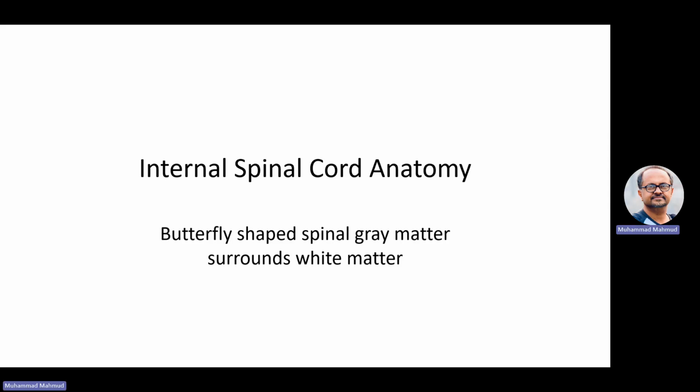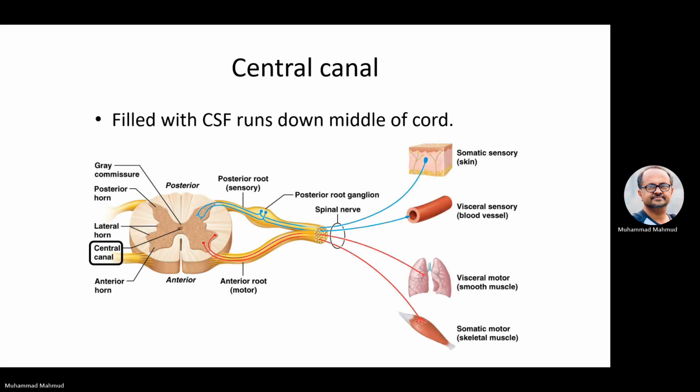Internal spinal cord anatomy. Butterfly-shaped spinal gray matter surrounds white matter. What do we see here? We see this butterfly-shaped gray matter when a cross-section of a spinal cord. And at the center, we see central canal filled with cerebrospinal fluid runs down middle of the cord. Okay, central canal filled with cerebrospinal fluid.